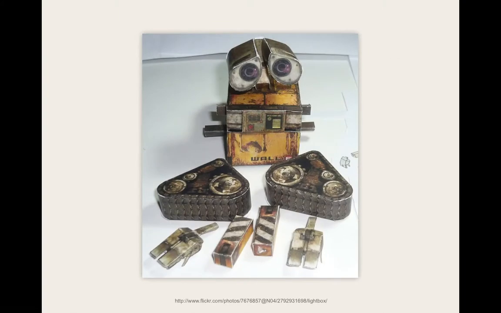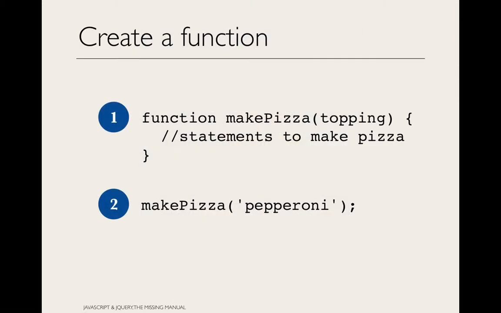The problem is every function, every robot, has to be assembled. You've got to make these things up before you can use them. You have to put them together. So let's create a function. We have a function with a keyword, function. We have a name for it.